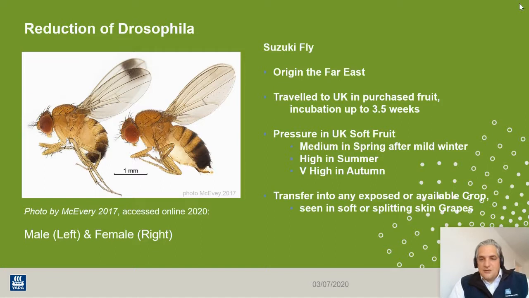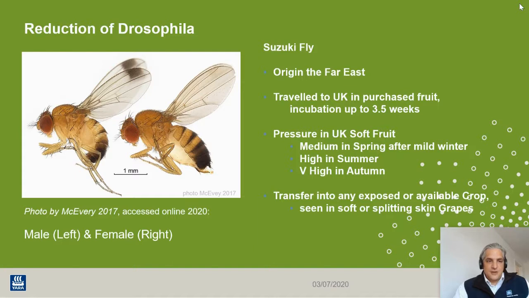As you say, in winter it's quite mild and medium level, but come summer, when UK fruit is at peak, you have very high pressure of Drosophila with a built-up pressure in the autumn, which is an issue for viticulture because the majority of your fruit is coming in the autumn when the pressure of Drosophila is very high.